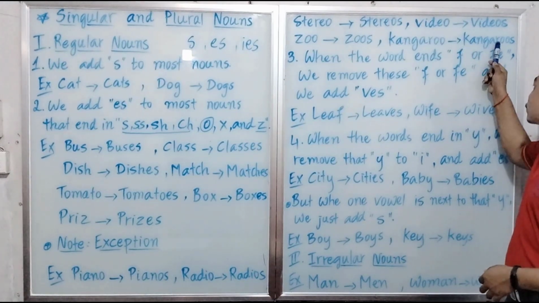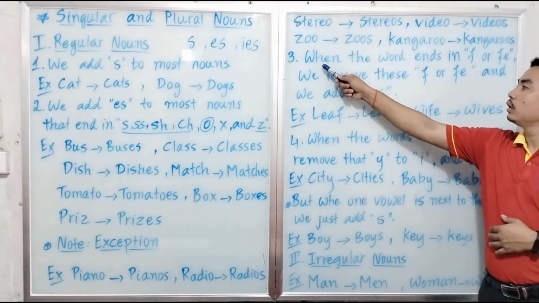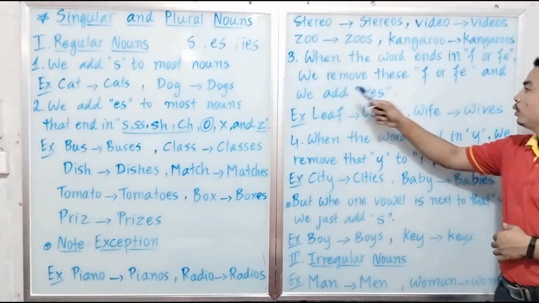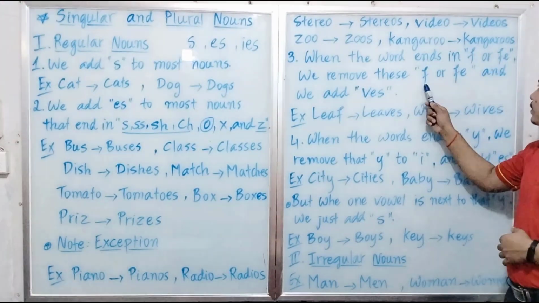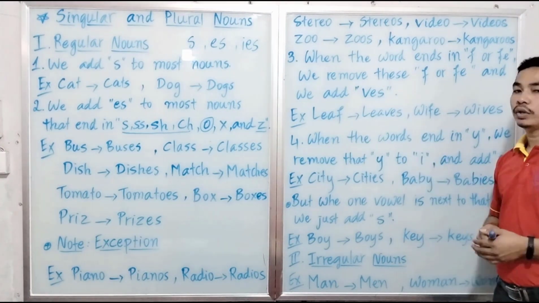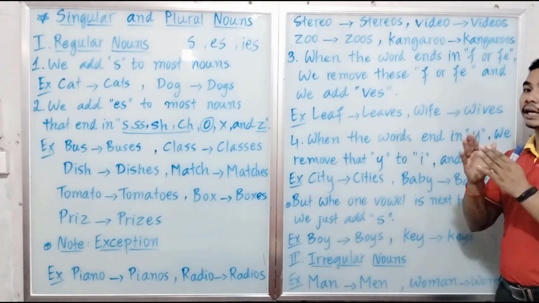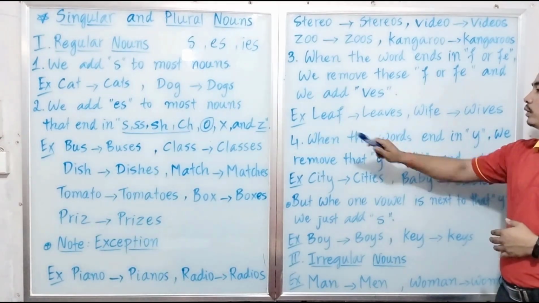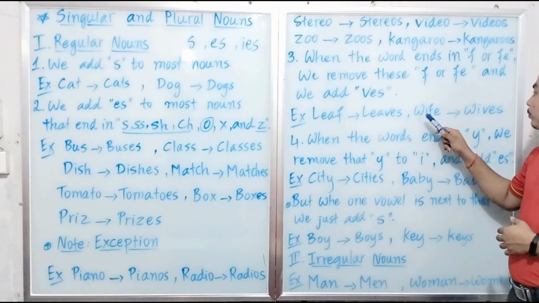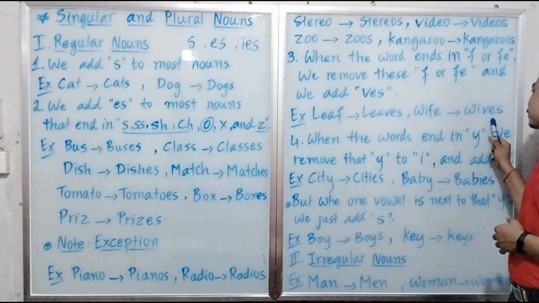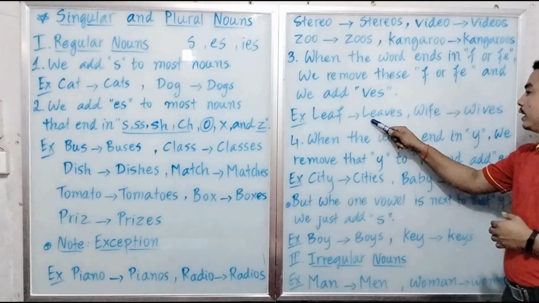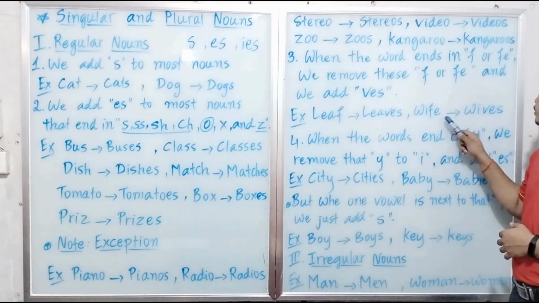Kangaroo, kangaroos. The third one, when the word ends in F or FE, we remove these F or FE and we add VES. So here, please be careful. So look at example. Leaf, leaves. Wife, wives. Let me repeat again. Leaf, leaves. Wife, wives.